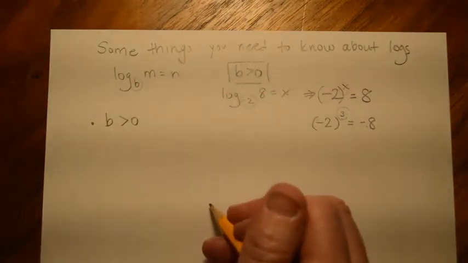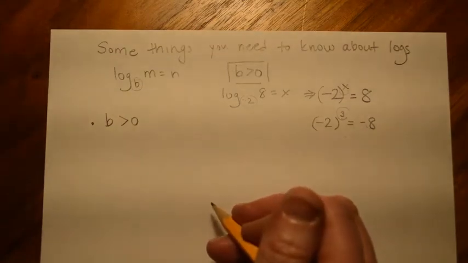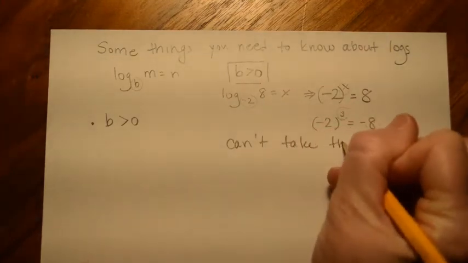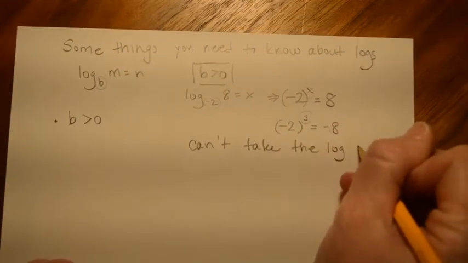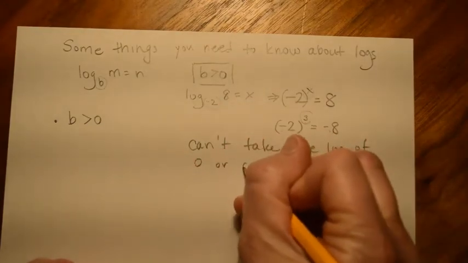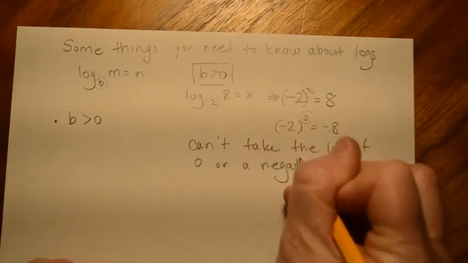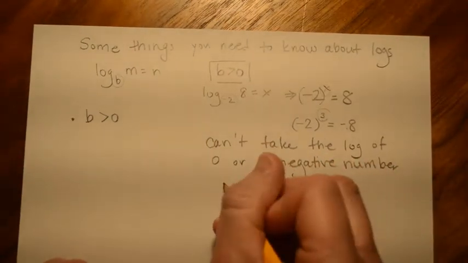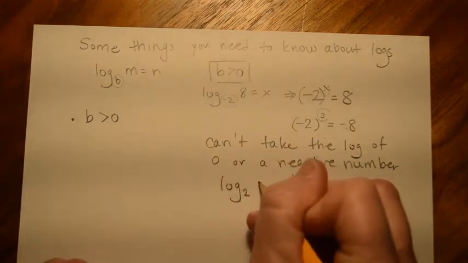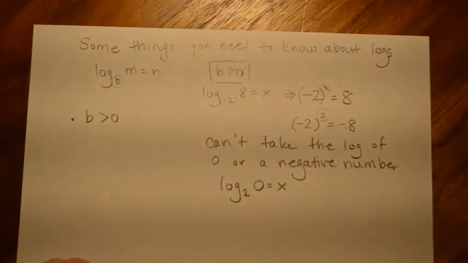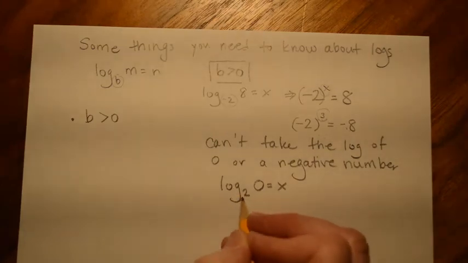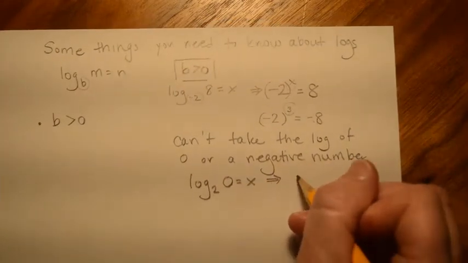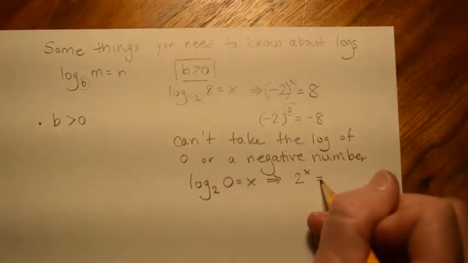The second thing that we can say is that you can't take the log of 0 or a negative number. Let's try taking log of 0 first. So let's say we have log base 2 of 0 equals some number. I'm choosing 2 here because we're familiar with the powers of 2, so let's just rewrite this in exponential form. This says 2 to some number equals 0.